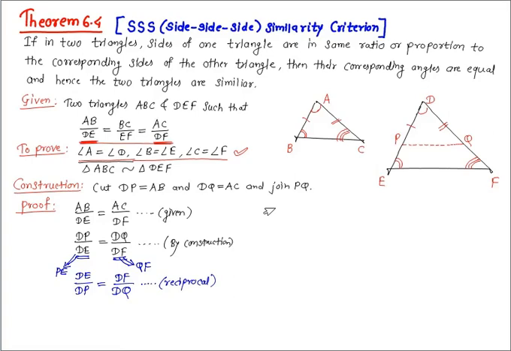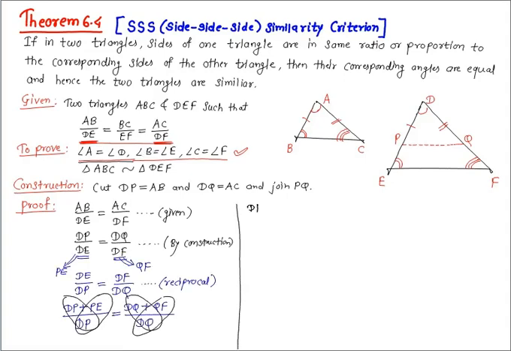Now if you check triangle DEF, what is DE? It is DP plus PE. And what is DF? It is DQ plus QF. Right? Now this equation we can write as DP by DP plus PE by DP, and DQ by DQ plus QF by DQ, right? So we get DP by DP plus PE by DP is equal to DQ by DQ plus QF by DQ.